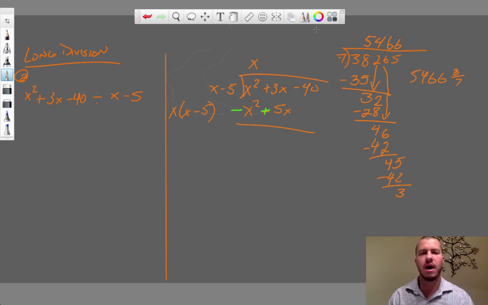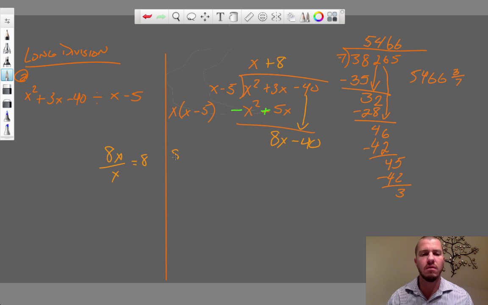And now I can combine my like terms. So this first term should always cancel out. 3x plus 5x becomes 8x. And now I bring down the minus 40 and rinse and repeat. Start over. So x times what will give me 8x? Or again, you can think of it as 8x divided by x becomes what? 8.